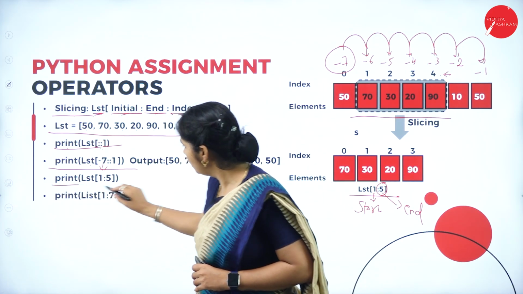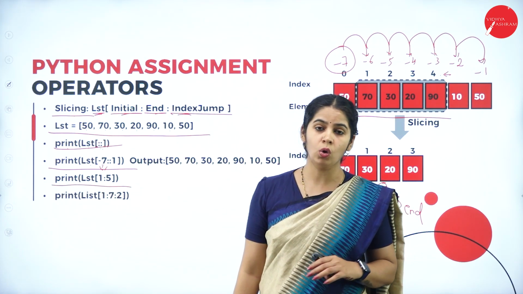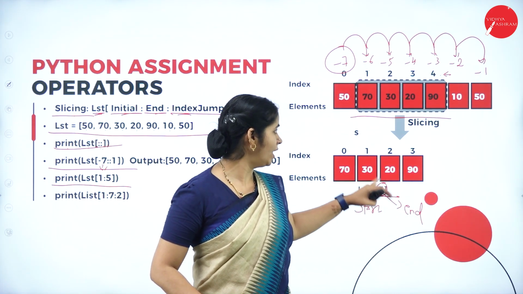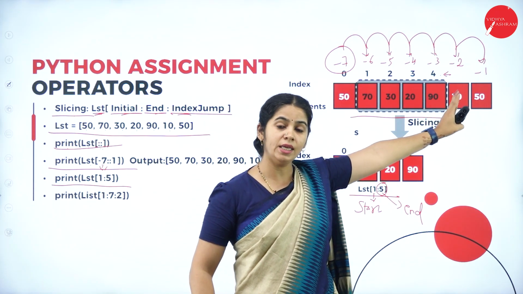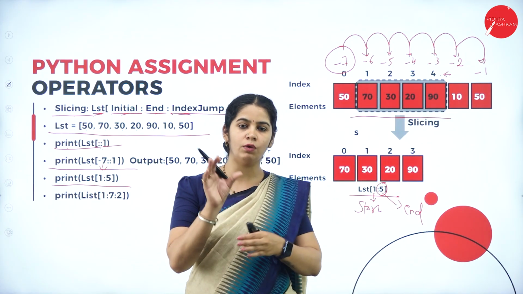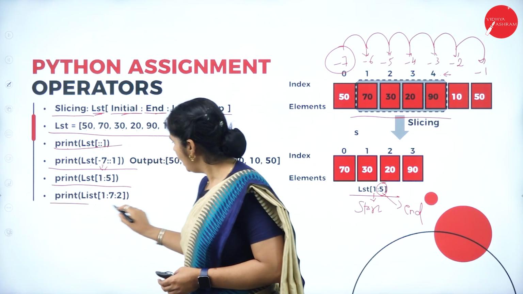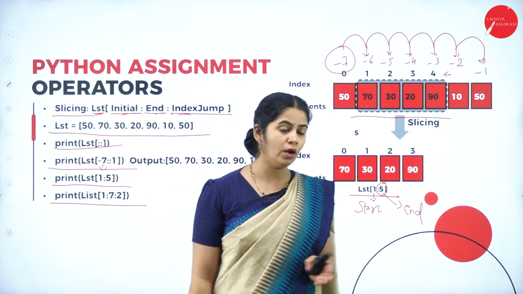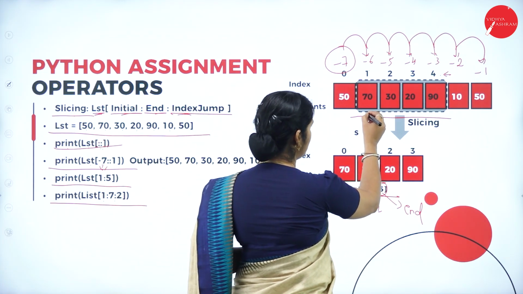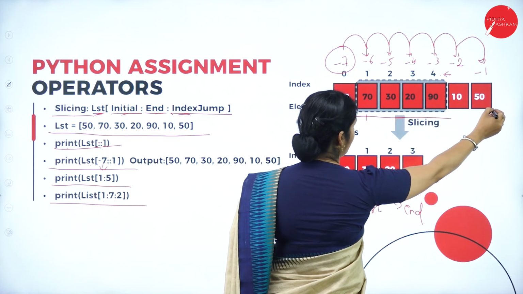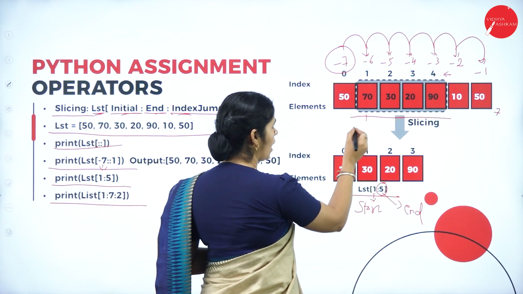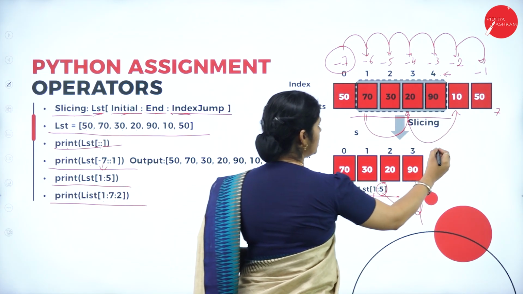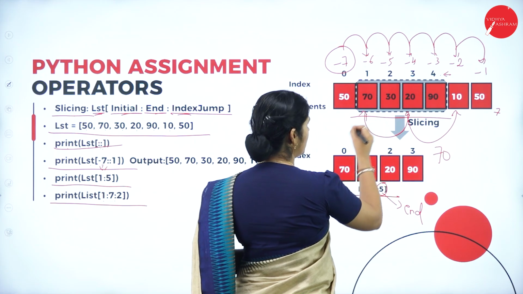Okay, then print list of 1:5. That is the example we have discussed, starting with the first index and ending at end minus 1 index, and that part will be sliced. And then list 1:7:2. It means what? Starting with the first index till the 7th index, I should jump 2 indexes each. Alright, what will be displayed? 70 as the first index value.